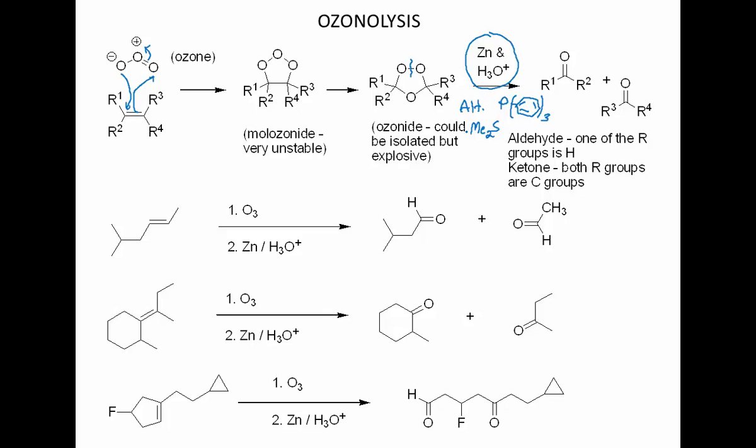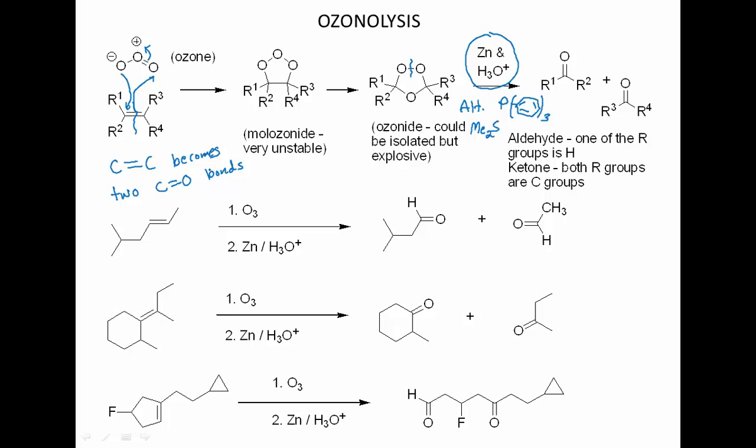Okay, the product that you get from this is actually two products from your original alkene, okay? And we call this functional group an aldehyde if one of the R1s or R2s is a hydrogen, and we call it a ketone if neither of them are hydrogens. The net result here is that you've actually cleaved your original carbon-carbon double bond. The carbon-carbon double bond becomes two C=O systems.